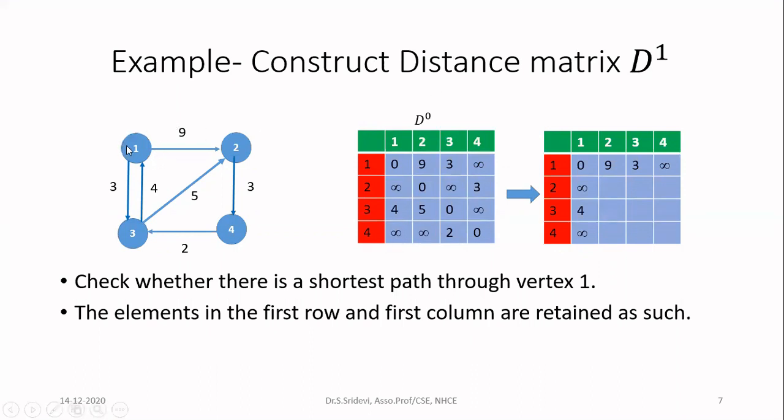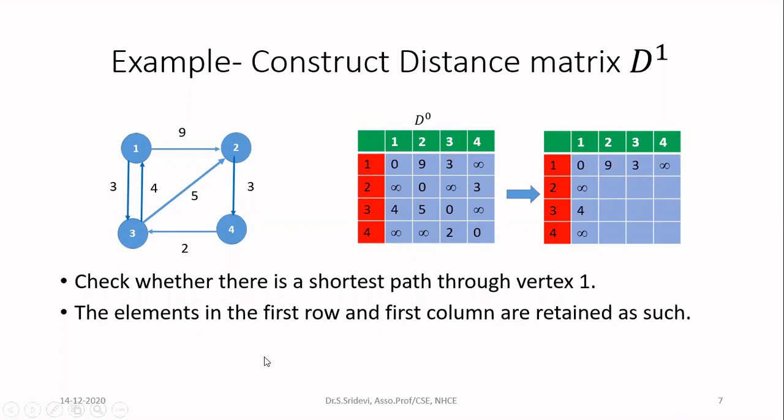Since you are going to include with respect to the vertex 1, in the D1 matrix, you are going to write the row 1, that is this one, as such from D0, as well as column 1, you have to copy as such from D0. So for whichever vertex you are considering, in that row and in that column, you copy the values from the previous matrix. So here, since I'm going to consider D1, it means that I'm going to consider the vertex 1. So under row 1 and under column 1, I'm going to just copy the values from D0.